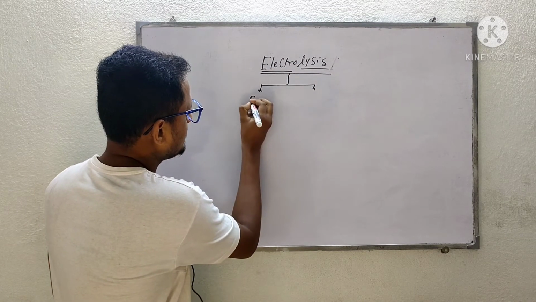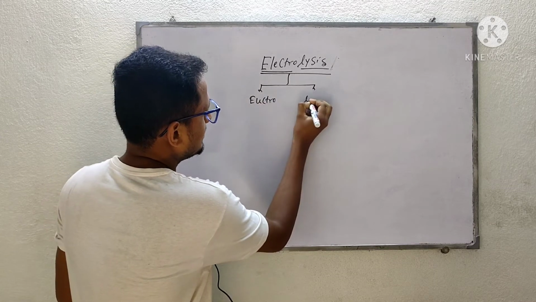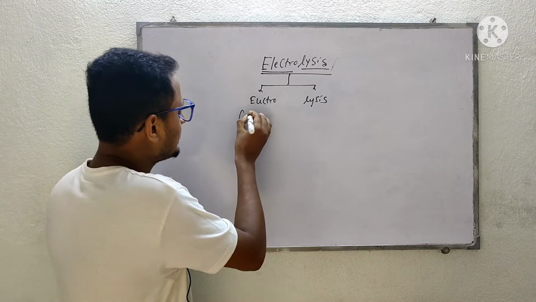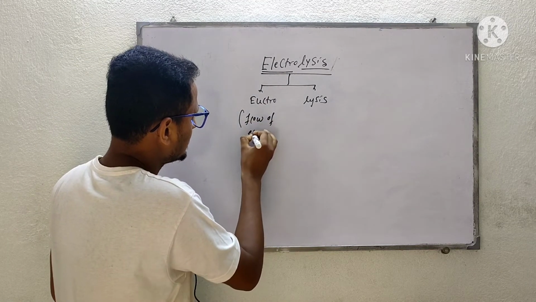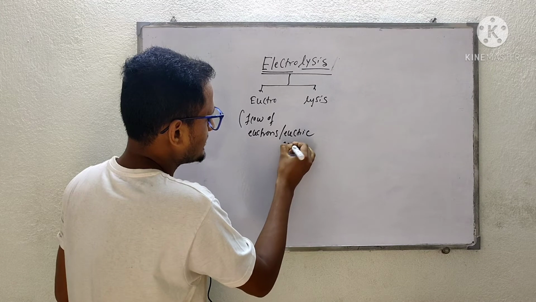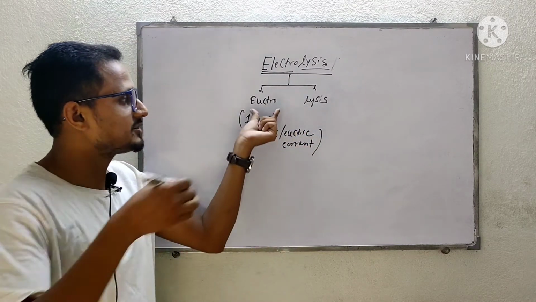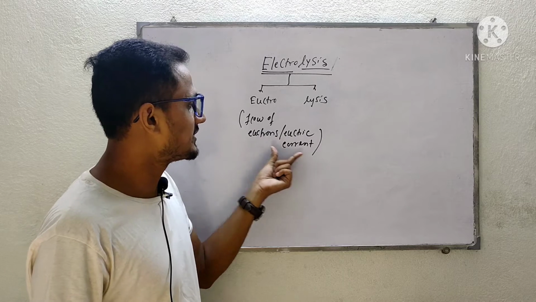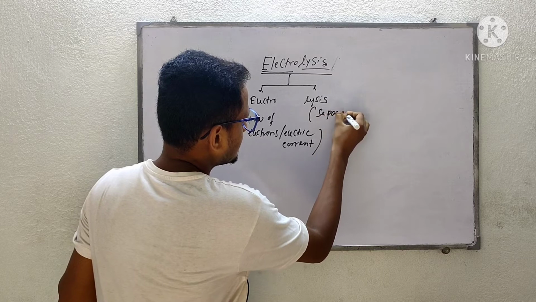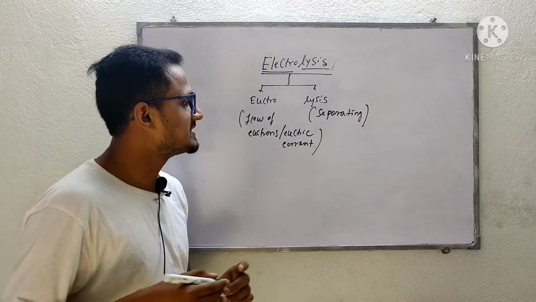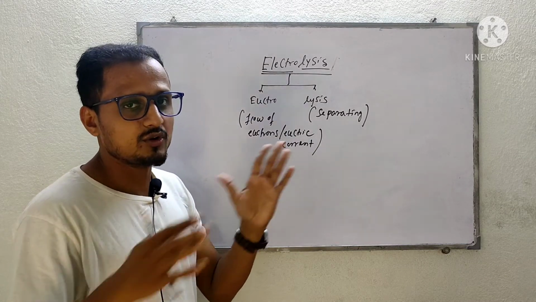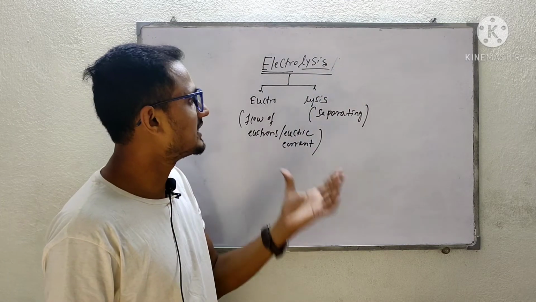That means electro and lysis. Here, electro means the flow of electrons or electric current, and lysis means separating. So in the presence of the flow of electrons or electric current, we are going to separate something. That is the meaning of the word electrolysis.